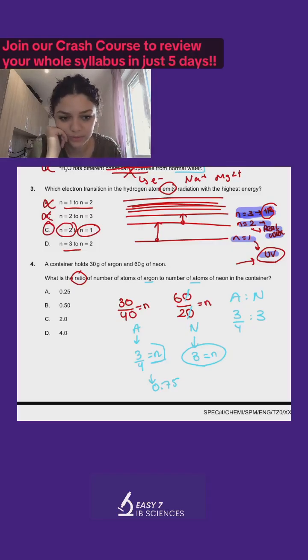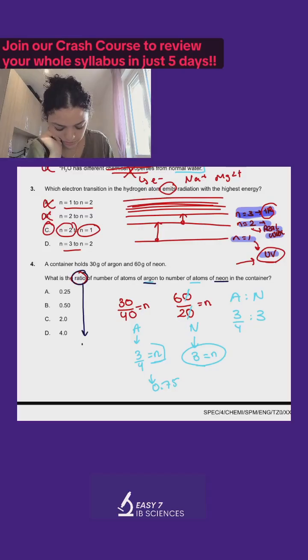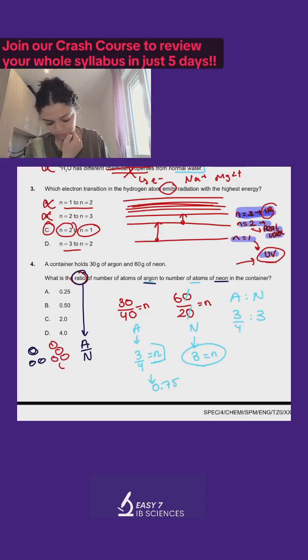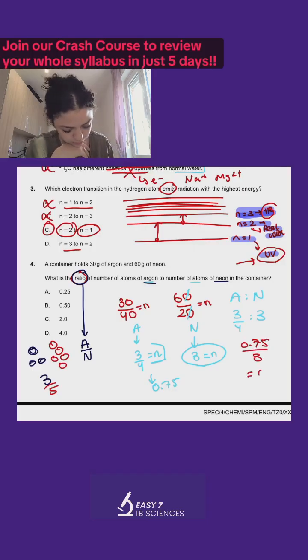You can divide by the smallest one, but there's actually an easier way. So I'm going to show you now. Basically, because I'm trying to find the ratio of argon to the number of neon atoms, it's just saying argon divided by the number of neon atoms. Just like in math, when you're trying to find the number of, for example, blue balls to red balls, you always do the blue balls divided by the number of red balls. That's the same exact thing here, but we're looking at argon and neon. So I'm going to do 0.75 divided by 3, and that's going to give me 0.25. And that's why my answer is A.